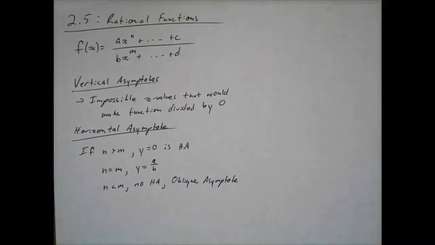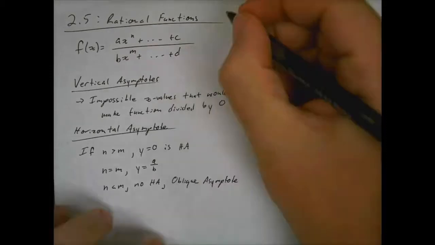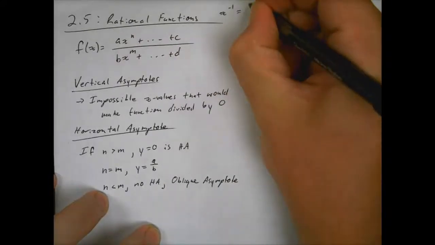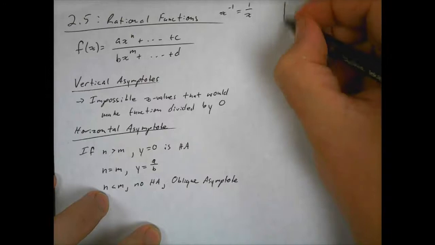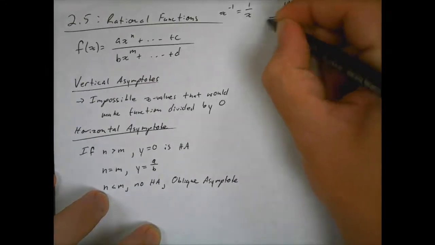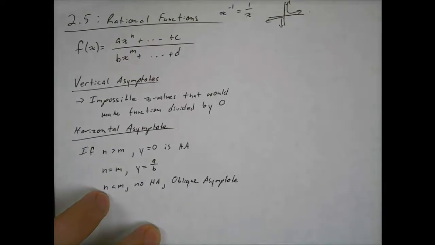In this video, we're going to be talking about rational functions. Essentially, all that a rational function is, if you remember from day one, we had the function x to the negative first power. That was 1 over x. We graphed this function like that-ish, something like that. You saw this in Algebra 2 as well.